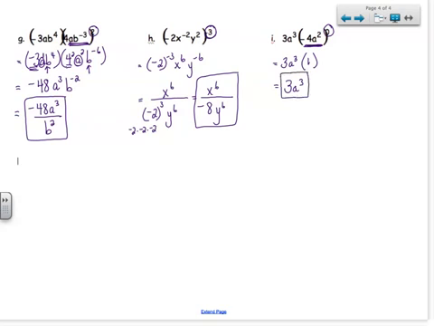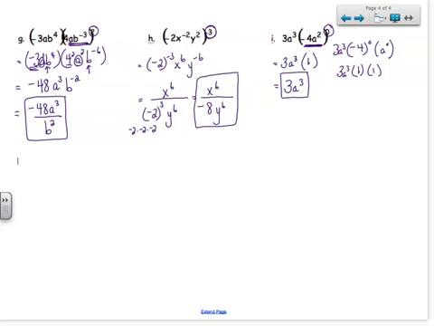Now if you didn't realize that and you took everything to the 0 power, you'd get negative 4 to the 0 and a to the 0, because you would multiply the 2 times the 0. Both of those are going to turn into 1s, but you're still multiplying by that 3a to the third, so you would still end up with the same answer.